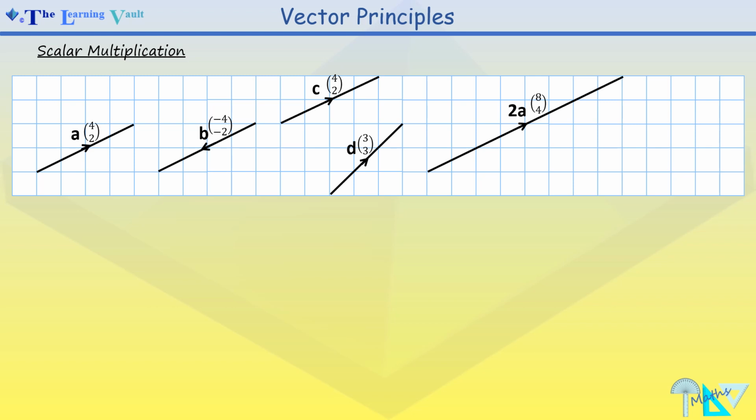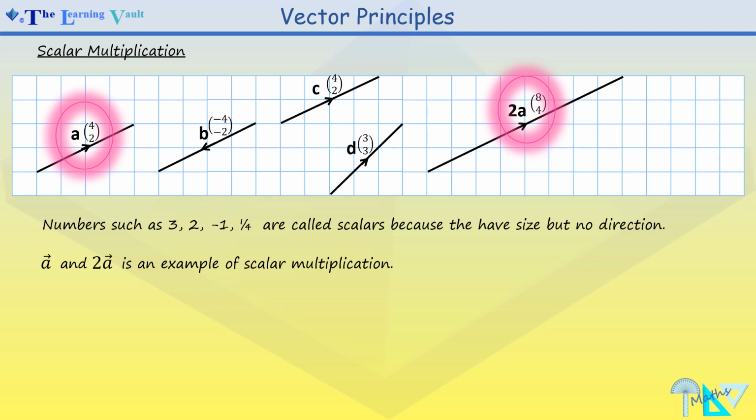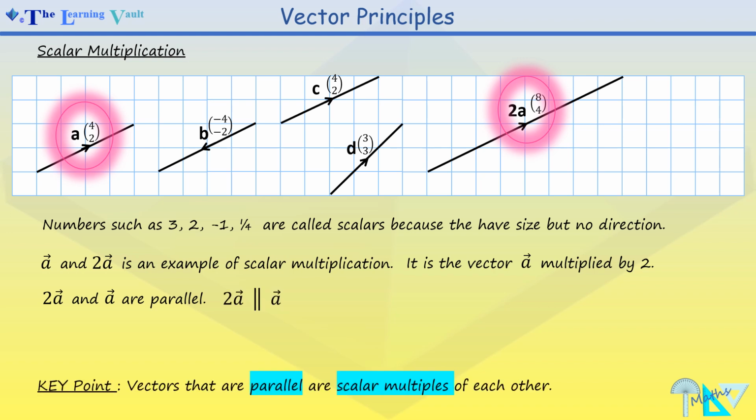Scalar multiplication. Numbers such as 3, 2, -1 and 1/4 are called scalars because they have size but no direction. Now, vector A and 2A is an example of scalar multiplication. It is the vector A multiplied by 2. Now vector 2A and A are parallel. Remember, vectors that are parallel are scalar multiples of each other.